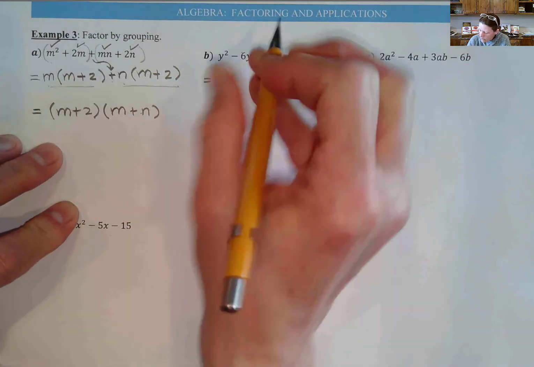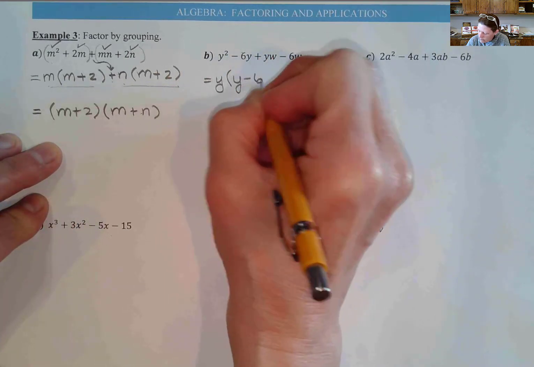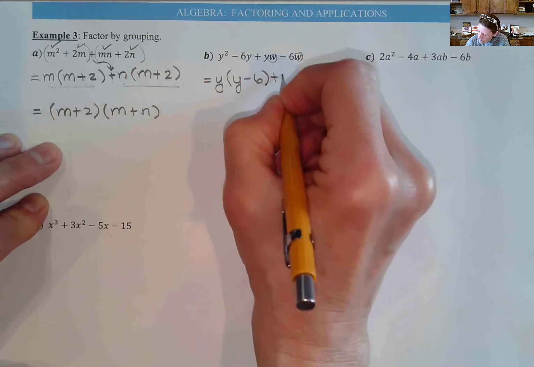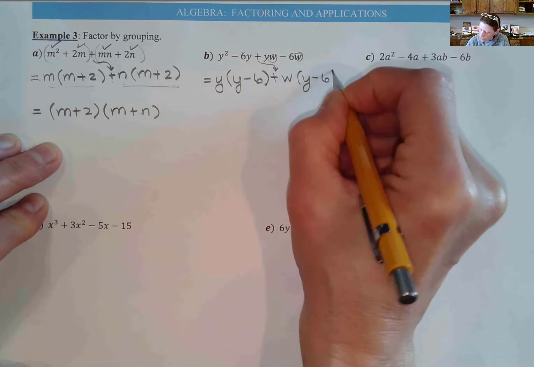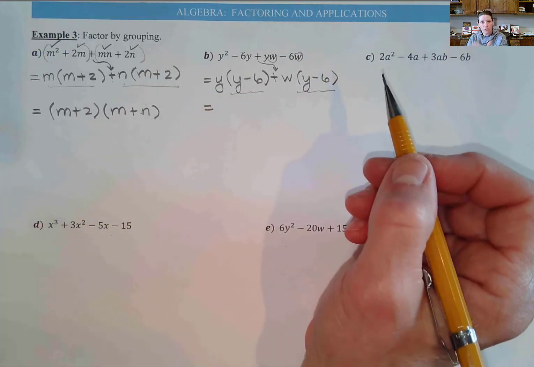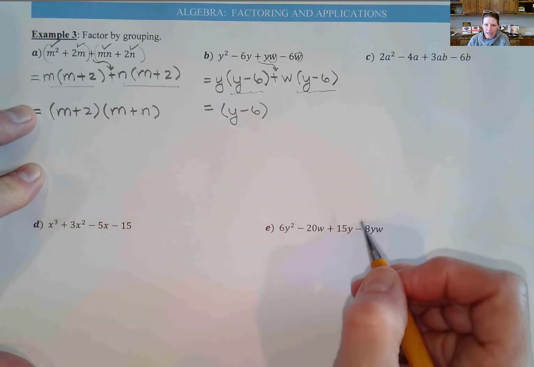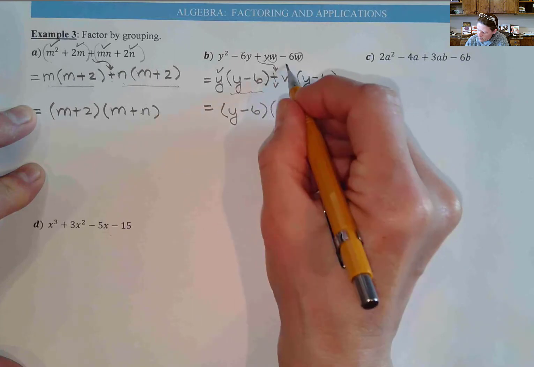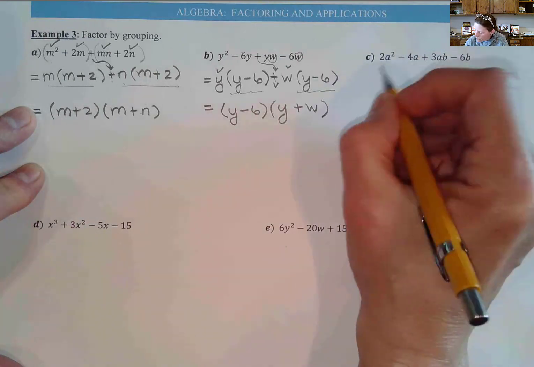In part B, our first 2 terms have common factor y. Y times y minus 6. Second 2 terms have common factor w. So let's write, plus w times y minus 6. And when we are factoring by grouping, we want to see this repeated factor so that we can proceed to this last step. Factoring y minus 6 out of each term times y plus w. Check by multiplying.